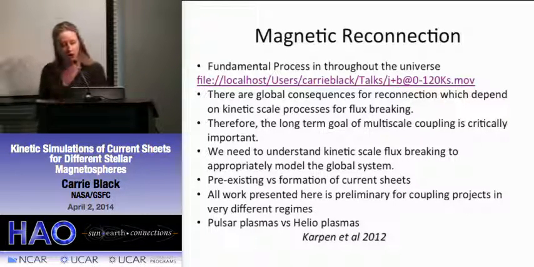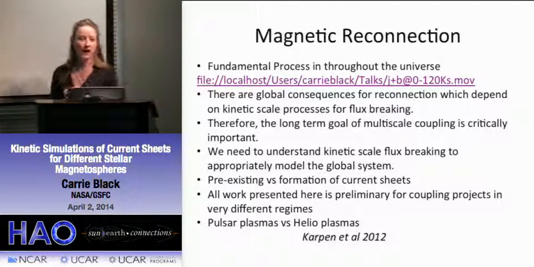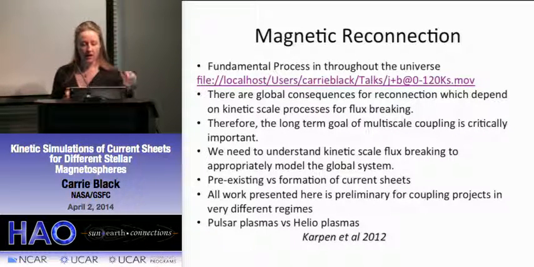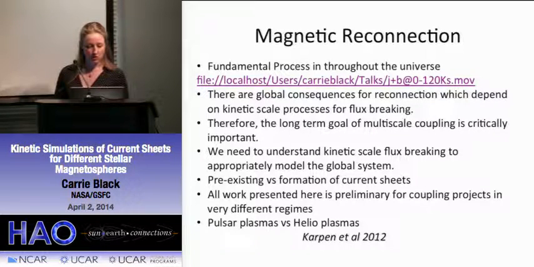And so that's ultimately what I want to do, is study how the current sheets form, what important physics is happening during the formation process, and how does that impact the global system. So all of the work that's presented here is preliminary for larger coupling projects, but in very, very different plasma regimes.